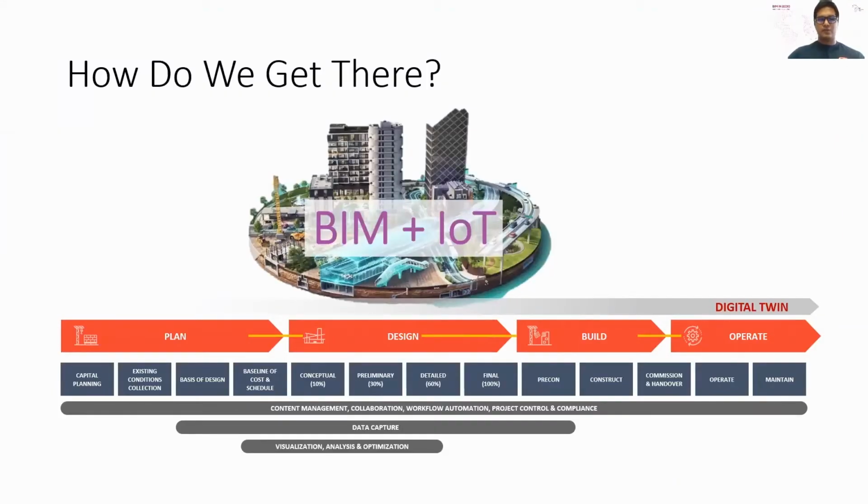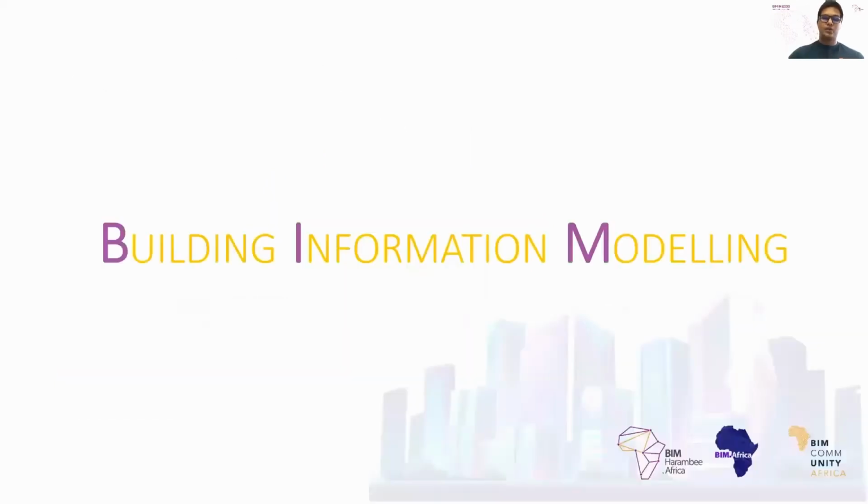So let's start off with the solution itself. It is going to comprise BIM as well as IoT. You can see that if you combine these two, they go across all of the phases of the project, from planning or inception to design to build, and then of course a very critical component, the operation of that, the longevity of that infrastructure. And this puts us on the route to digital twinning.